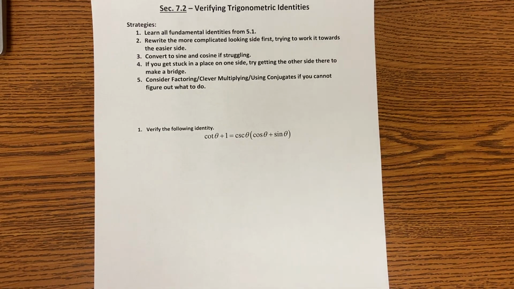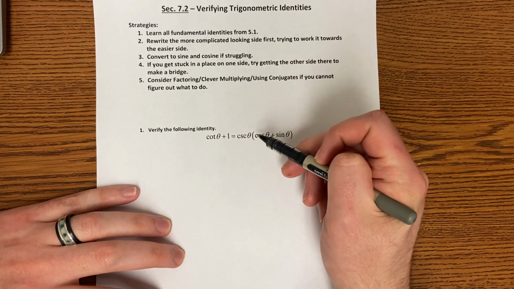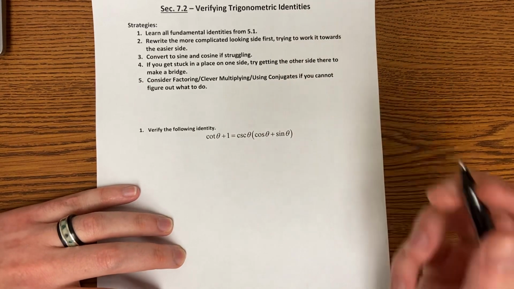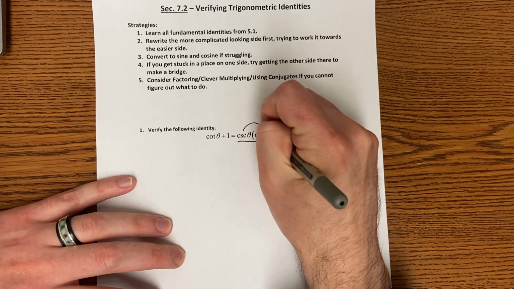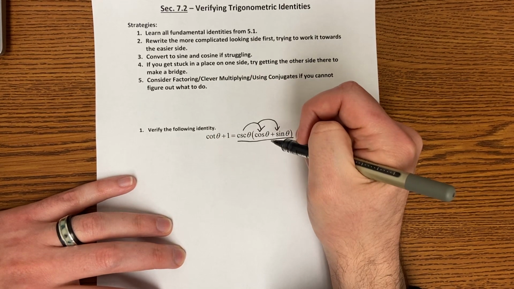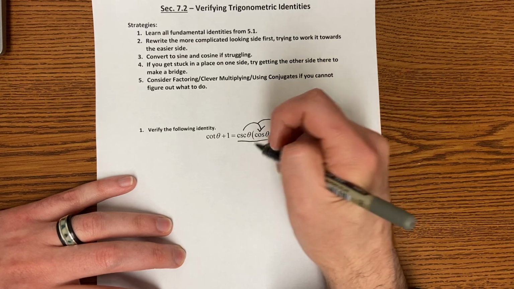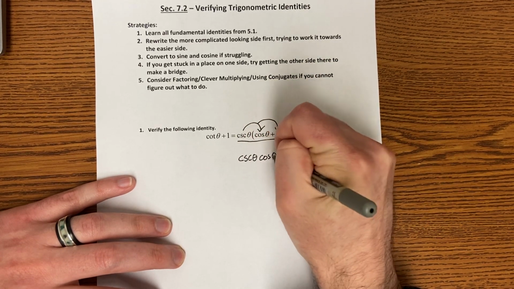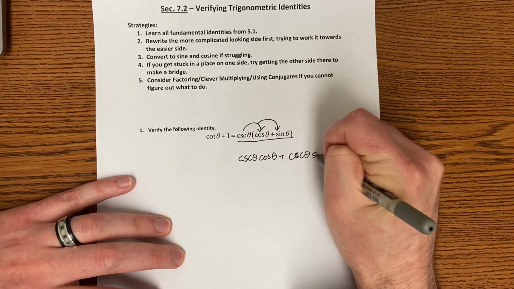These are all things that will come into play that you might need to use to manipulate one side to look like the other. So let's start with cotangent theta plus 1 equals cosecant theta times cosine theta plus sine theta. I'm going to start with the more complicated side, which is the right side, and I'm going to start by distributing. Clearly, there's nothing here that still has things factored out, so I'm going to start by distributing and see if that helps me in any way. So it'll be cosecant theta cosine theta plus cosecant theta sine theta.